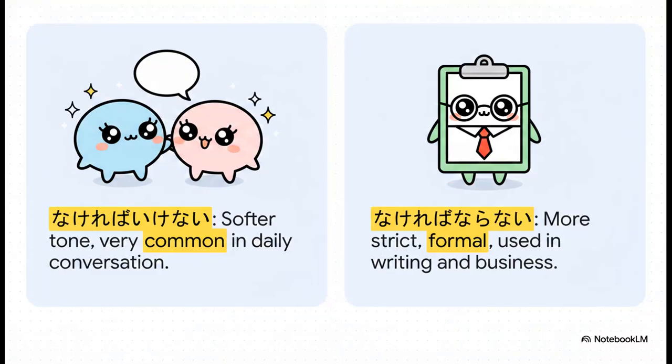You might be wondering, why on earth are there two different endings for the exact same meaning? Well, the crucial point is that while the meaning is identical, the secret to sounding natural lies entirely in choosing the right formality. Nakereba ikenai is your go-to for daily conversation. It has a slightly softer tone to it. Nakereba naranai, on the other hand, carries a stricter, much more formal weight. You're going to see it constantly in writing, business settings, or public announcements.